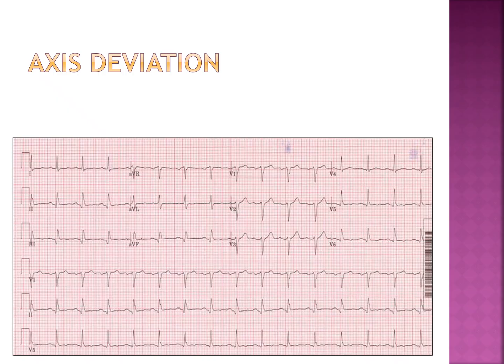So the first thing I want to do is look at AVR. Is AVR a downward deflection? If AVR has a downward deflection, then I know I'm good to go. I don't have to worry about transposition of the leads. So now I can really determine whether or not I have an axis deviation. So let's look at lead 1 and see what direction it's going in.